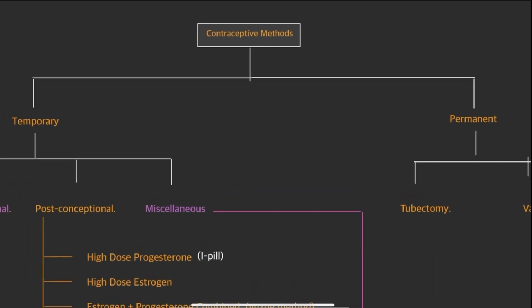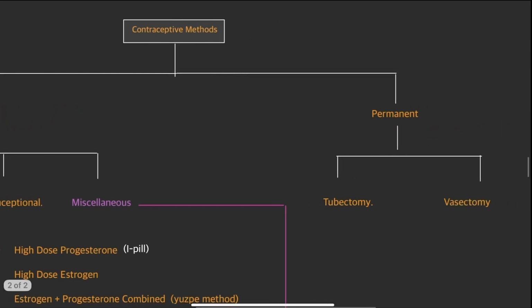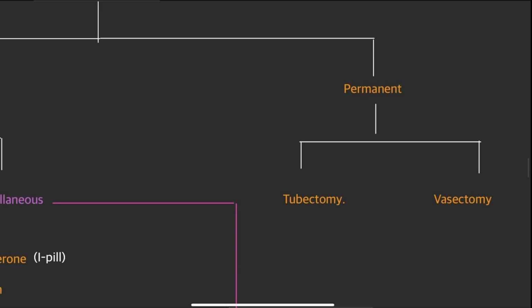So contraceptive methods are basically divided into two methods. One is the temporary method and the other one is the permanent method. The permanent method is quite easy, which includes tubectomy and vasectomy. Tubectomy means occlusion or cutting of fallopian tubes, and vasectomy means occlusion or cutting of vas deferens. That is the permanent method.